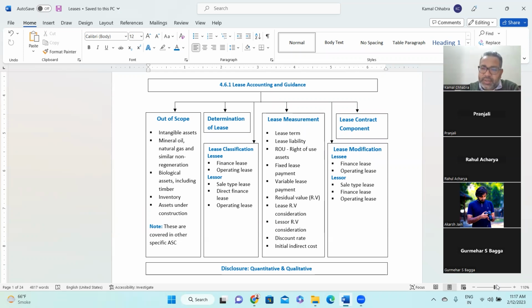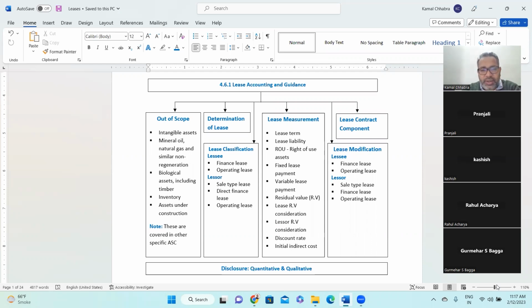First one is intangible assets. What are intangible assets? Like goodwill or patents, trademarks, right? Those all are intangible assets. Those are not covered in ASC 842.